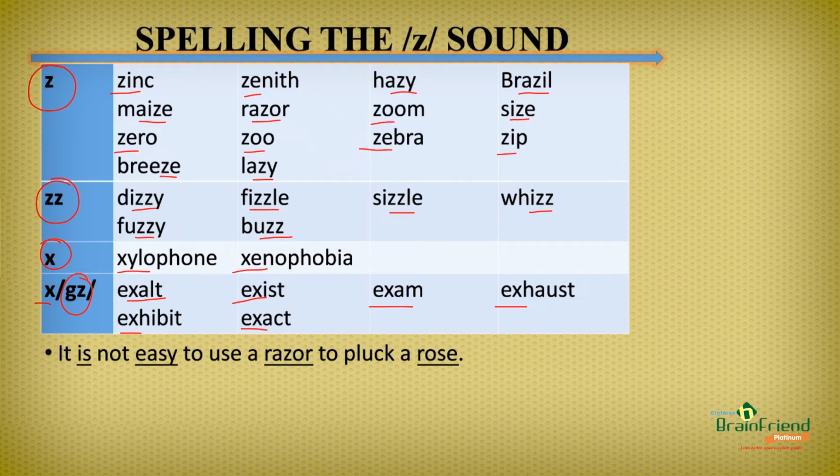Now let's take a look at a sentence that has the Z sound. It is not easy to use a razor to pluck a rose. We notice the sound in words like is, easy, razor, and rose.